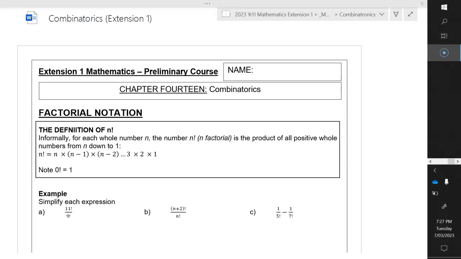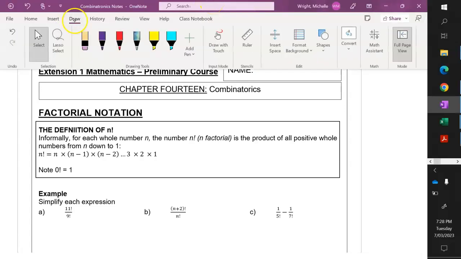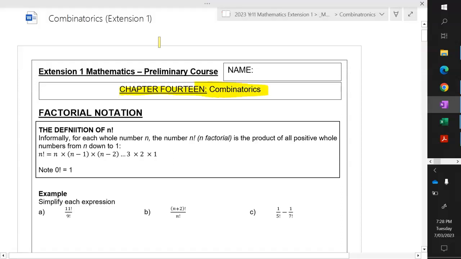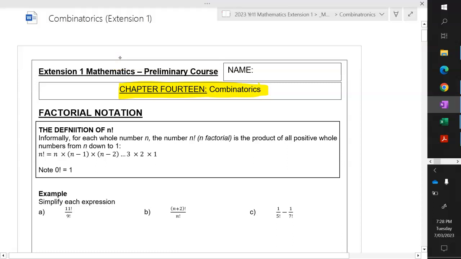Okay, hi Year 11. We're about to start our next Extension 1 maths topic. It's chapter 14 and it's called Combinatorics. This one is a new topic in that it's going to be full of stuff that you haven't seen before, which is primarily what is happening with our extension topics. They're all new.